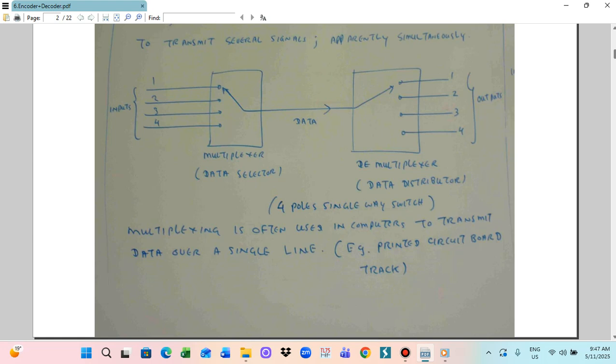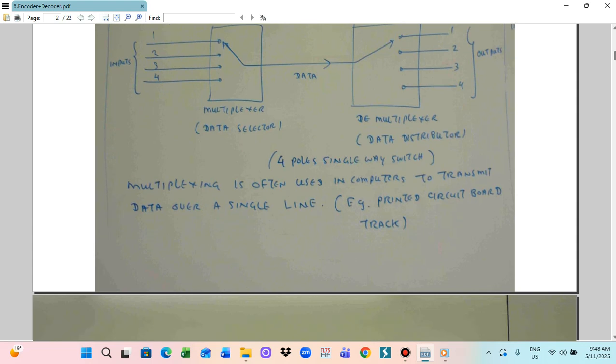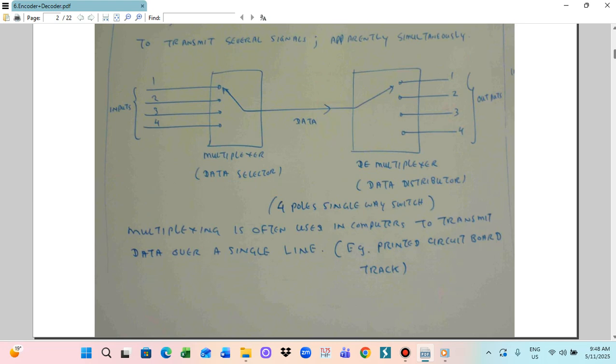When we use the data transfer system, we use the multiplexer. Multiplexer means that we use a decoder and encoder. So this is multiplexing. In multiplexing, one data line is used to transmit several signals, apparently simultaneously. So the multiplexer means several line inputs and output on one data line. The demultiplexer means the data distributor. The multiplexer is also the data splitter, and the demultiplexer is the data distributor. So one data input and several line outputs.